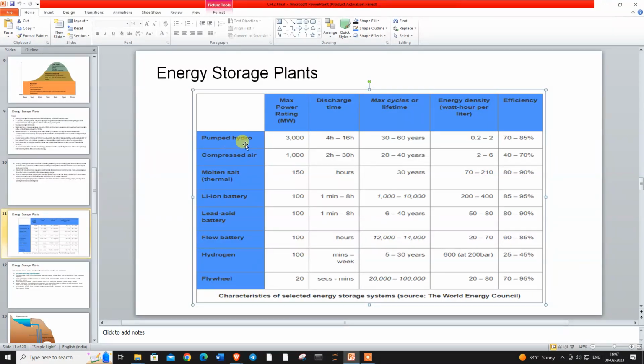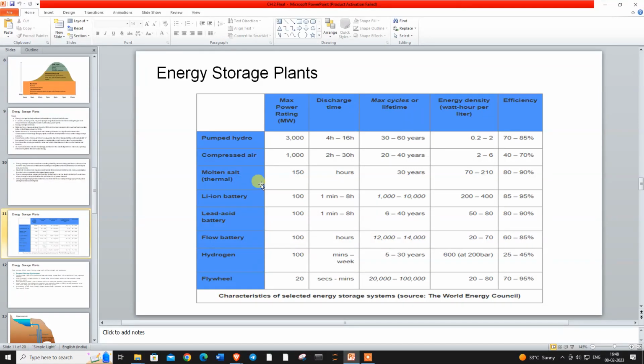So the pumped hydropower plant has an efficiency of 85% because it is very simple to construct and simple to operate. The raw material is water, which is freely available, so we can use it in an easier manner than the different power plants which require different raw materials for energy production. In the case of compressed air, efficiency varies from 40 to 70. It has quite low efficiency because the maximum life cycle is also less and the discharge timing is longer.